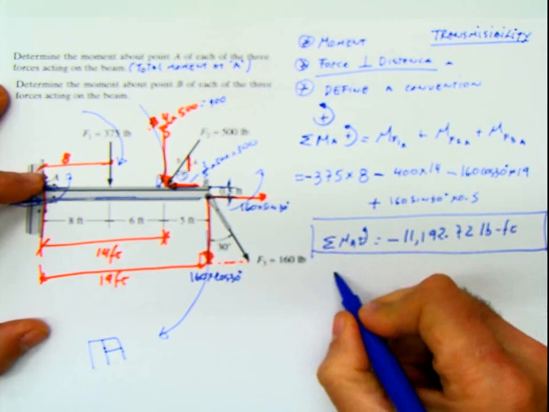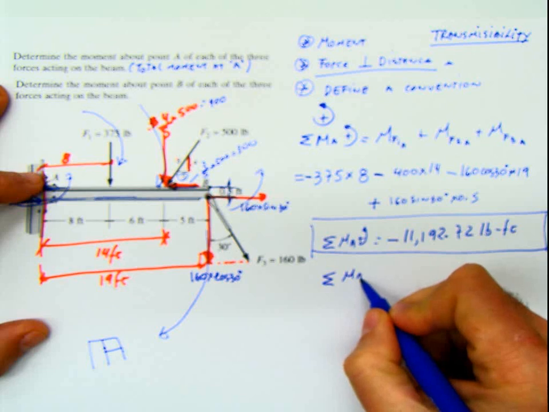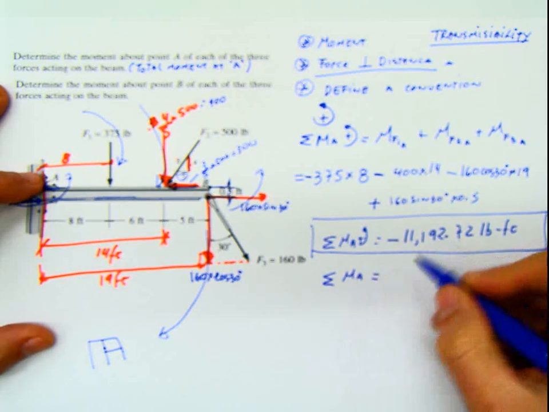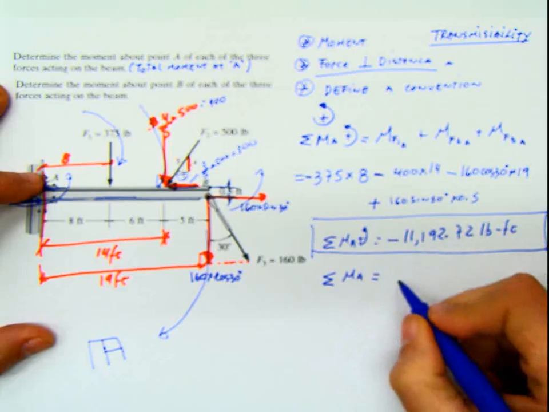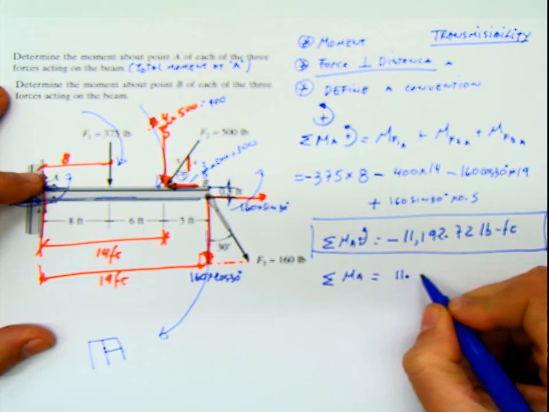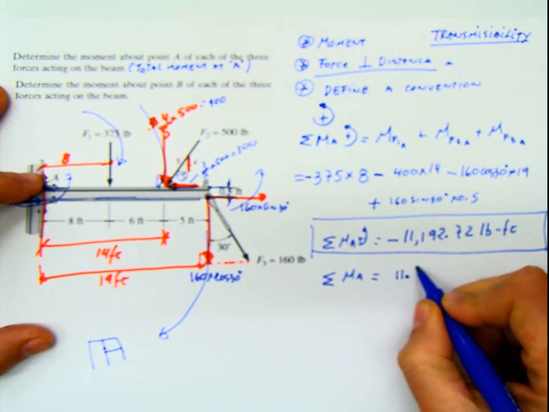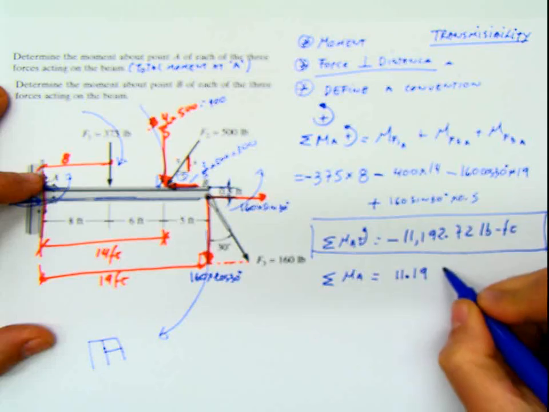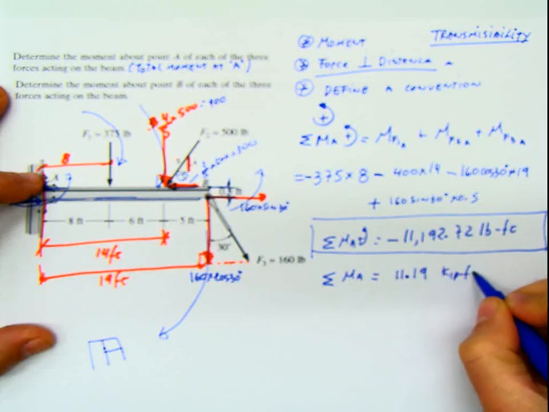Or if the problem asks you to, you can convert this into kip by dividing by 1,000. So it's going to be 11,000. In this case, it's going to be 11.19, or 11.2 if you want to, kip-feet.